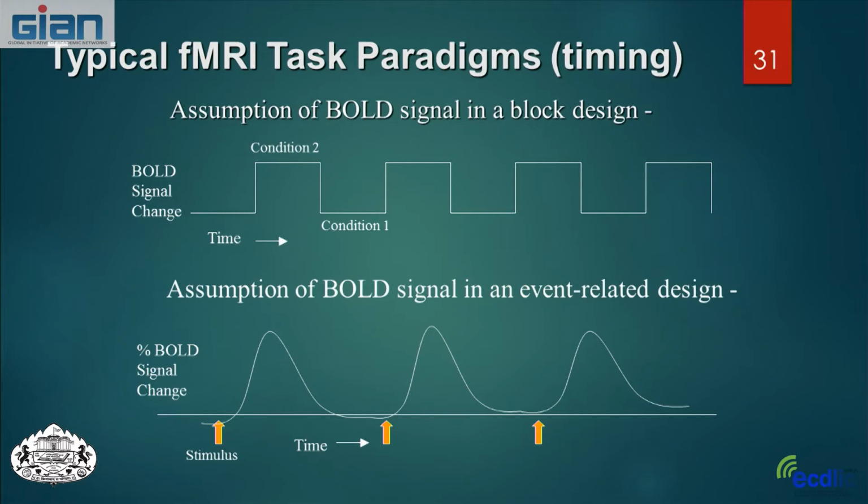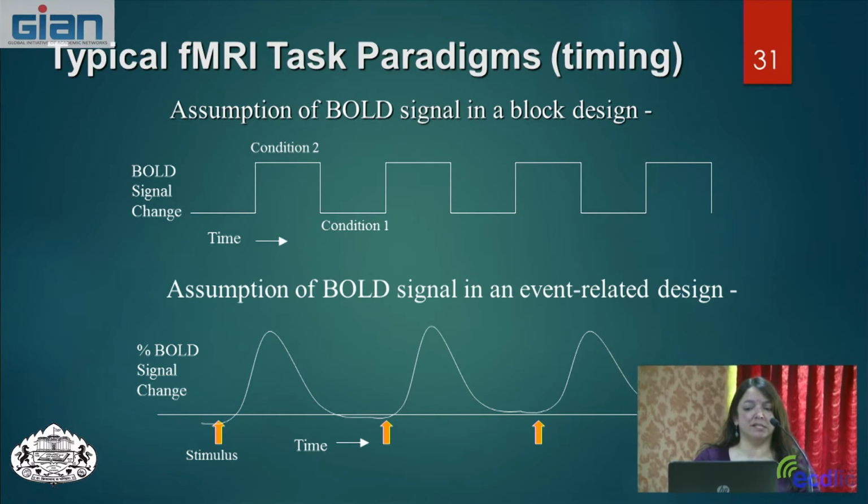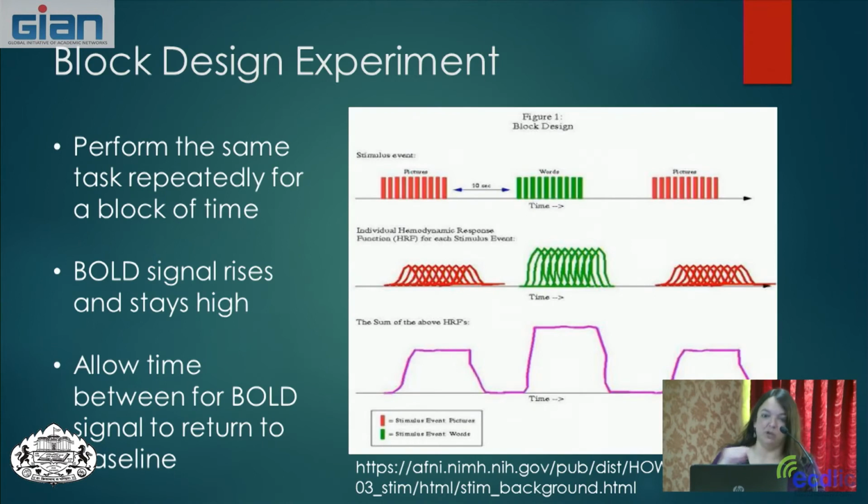Okay, there's two different ways that we can design our fMRI experiments. The one is called a block design, and the second is called an event-related design. In the early days of fMRI, most of the tasks were done in this block design. Nowadays, these event-related designs are more popular. We're going to talk about each of these a little bit.